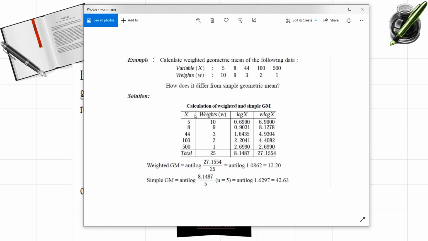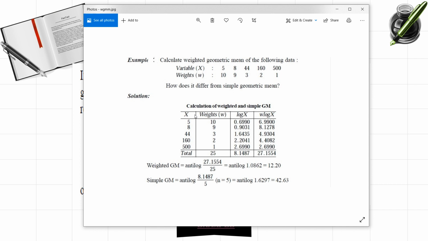And then what is the formula here? Weighted geometric mean is equal to anti-log of summation weights multiplied by the logarithm values of the variable, divided by the total of weights. So here we got W log X, that is weights multiplied with the logarithm of the variable values, total as 27.1554 and weights total as 25.